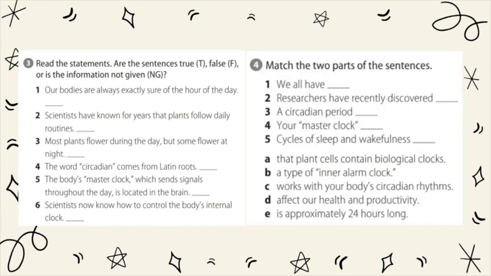So exercise 4. Match the two parts of the sentences. So we have numbers 1 through 5 and letters A through E. So we're going to match the number with the correct letter.